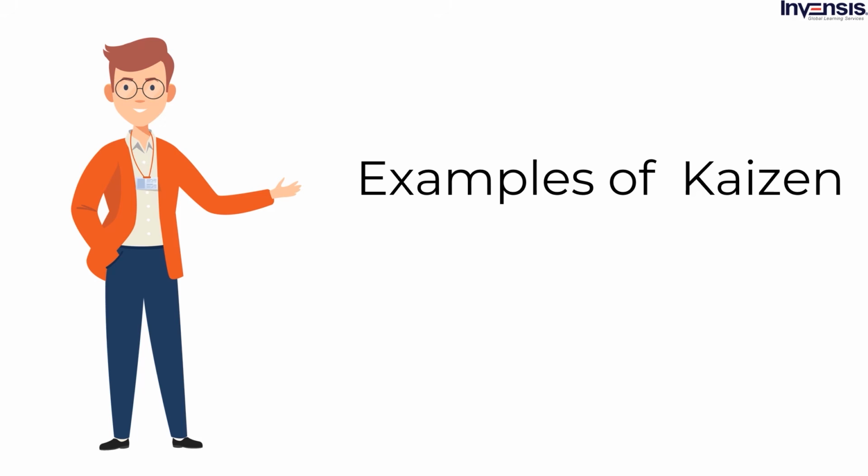After getting to know about the types of Kaizen, now, we shall look into some of its examples. Examples of Kaizen. Before I start explaining to you the examples of Kaizen, I shall tell you how Kaizen is categorized. Typically, Kaizen is categorized into 3 types. They are restorative Kaizen, renovative Kaizen, and innovative Kaizen.